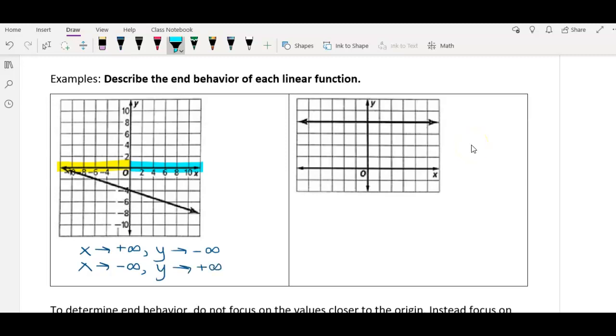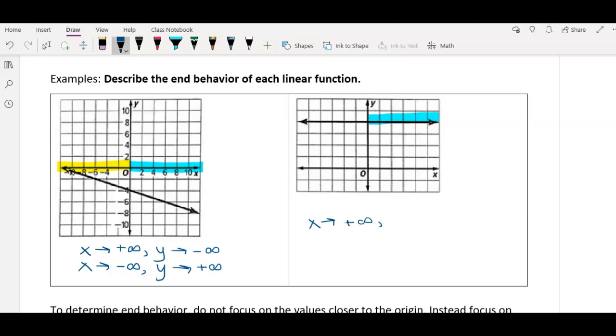All right, for our next example, let's take a look at our graph. So here is the right-hand side where x is positive. So let's take a look. So as x approaches positive infinity, what's happening to y?